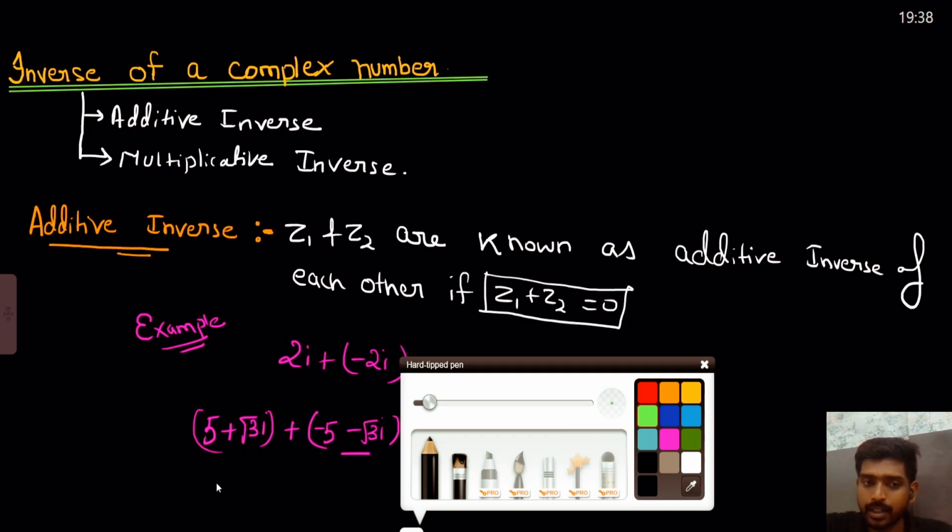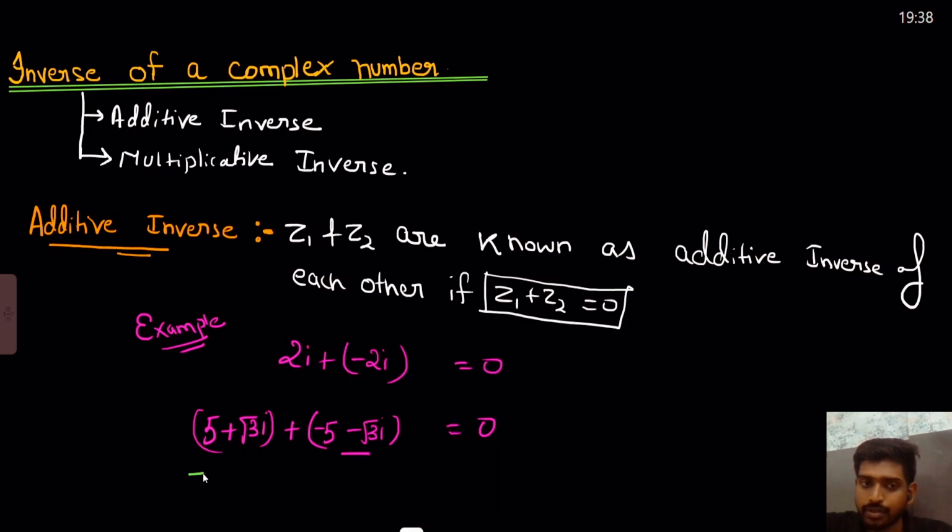One more example we'll see. It's very easy. What is the additive inverse of 7 minus 2 iota? It means what I will add in 7 minus 2 iota to get 0. I should add minus 7 plus 2 iota. So the additive inverse of 7 minus 2 iota will be minus 7 plus 2 iota. Or the additive inverse of minus 7 plus 2 iota will be equal to 7 minus 2 iota. As simple as this. Okay. Now we will see the multiplicative inverse.